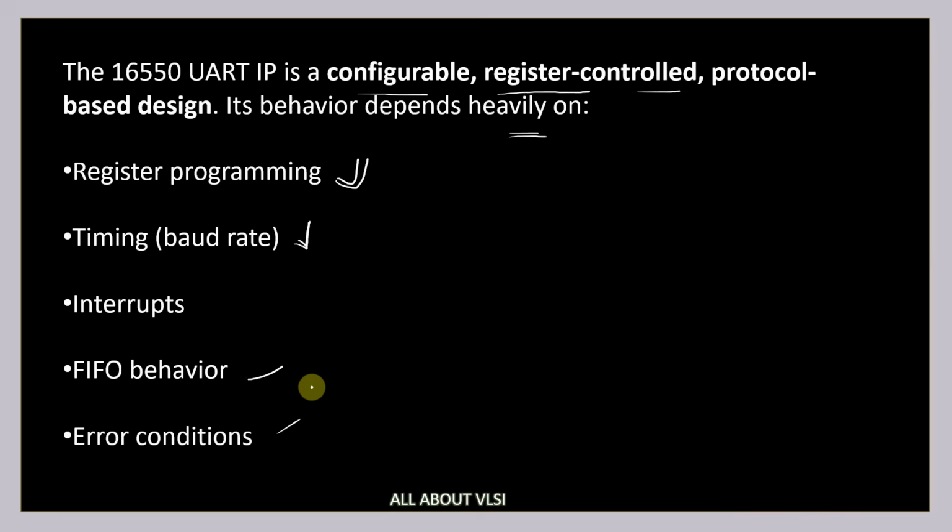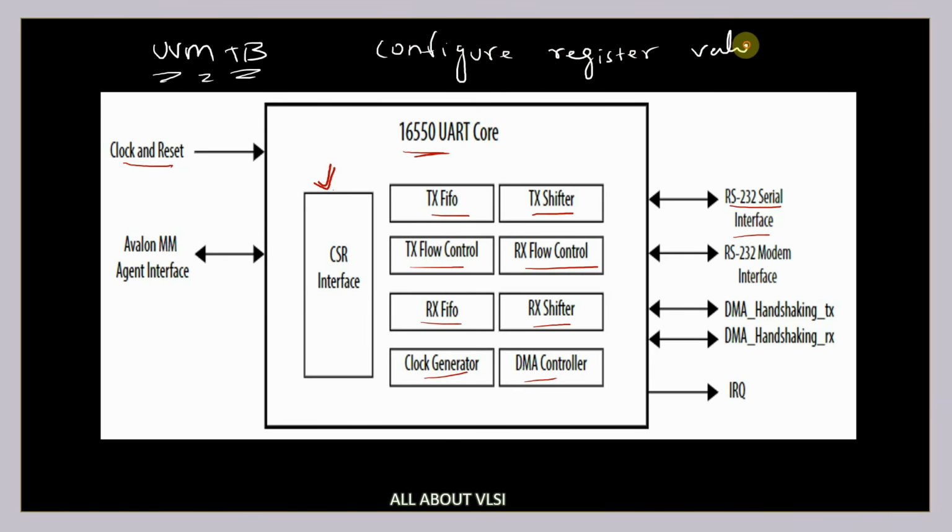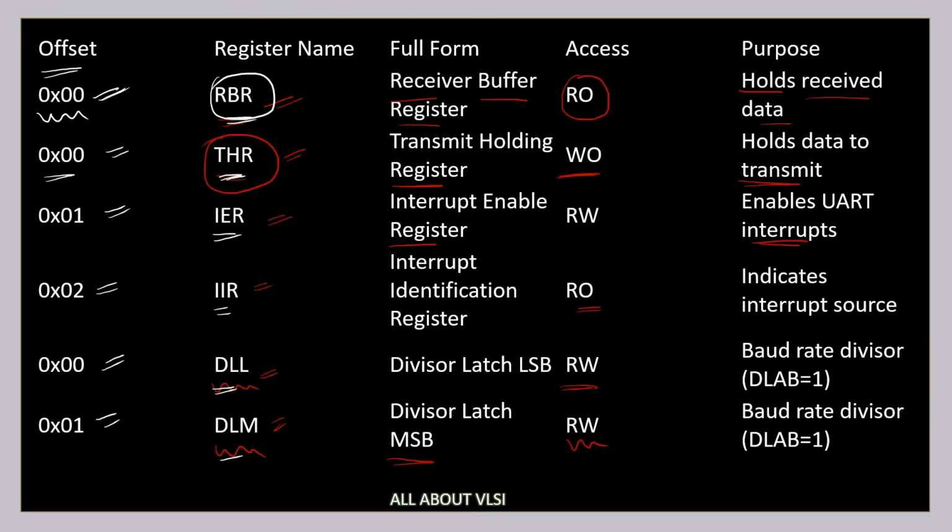Now, if we are supposed to test, or develop a UVM test bench for this particular IP, what we need to do is configure these register values through this CSR interface. We are supposed to configure these register values, and then only we can test whether our UART IP is working correctly or not, right?